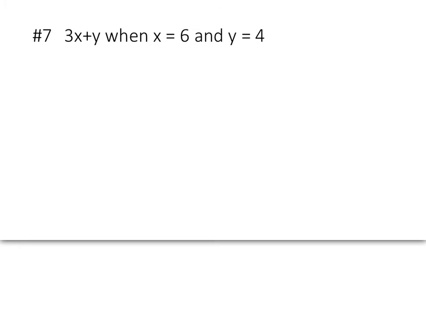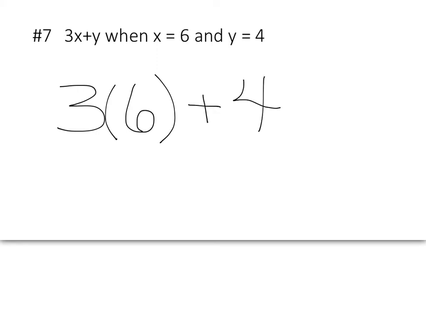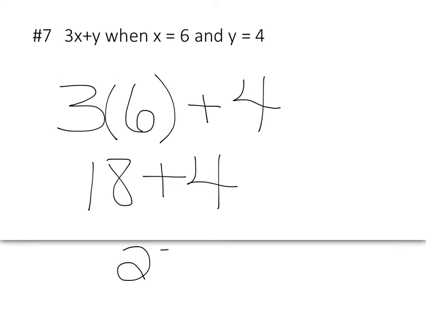Then we have 3x plus y when x is 6 and y is 4. So we have 3 times x, which is in this case 6, plus y, which in this case is 4. Order of operations says that we do multiplication first. So 3 times 6 is 18 plus 4. 18 plus 4 is 22. And that's all you can do on that one.